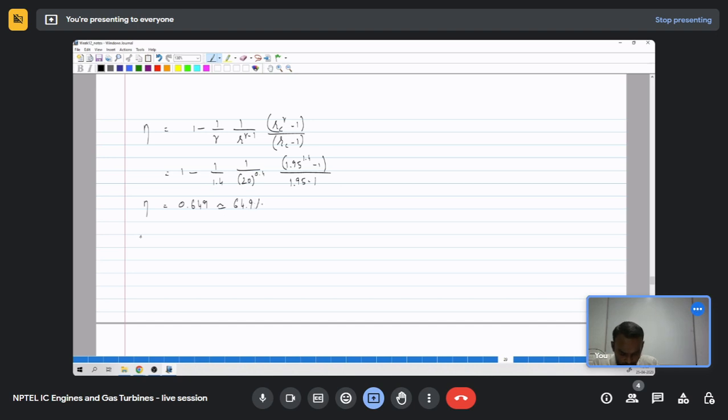So the efficiency is 0.649 or 64.9%, and if you calculate d eta by eta, you will get negative 0.565%. So that means when Cv increases by 1%, the diesel efficiency decreases by 0.565%.